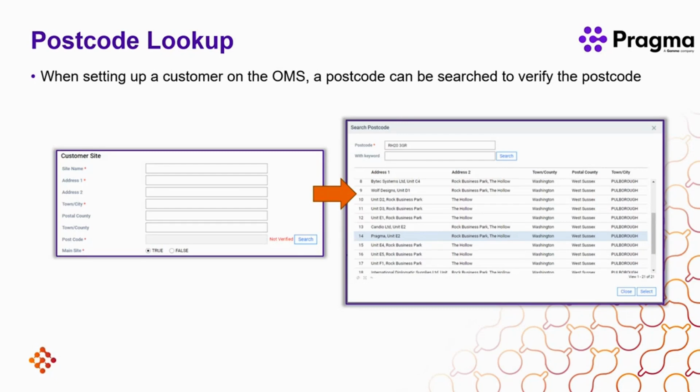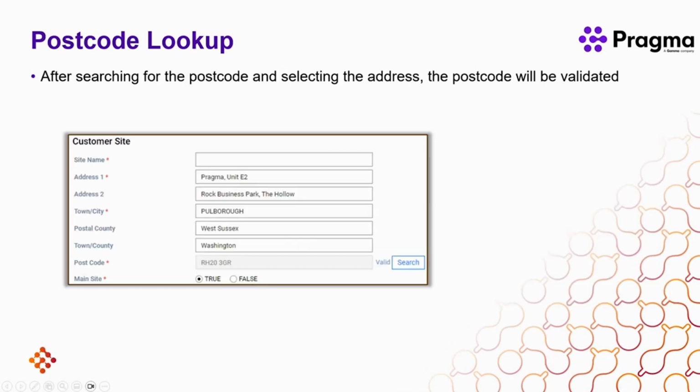Postcode lookup. So this is more going to be for the provisioning side of things, but we've now got an option to validate postcodes when a customer is created. So you can see on the left, this is when creating a customer site. I've got the option to search, look up our Pragma postcode, select the address, and you can see after I've gone through this method, it shows the postcode is valid. And then that's pulled through the correct address that the Royal Mail, whoever can deliver the post to.